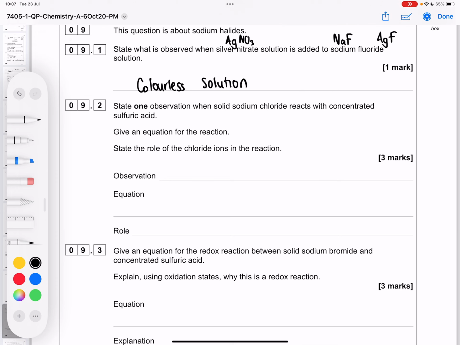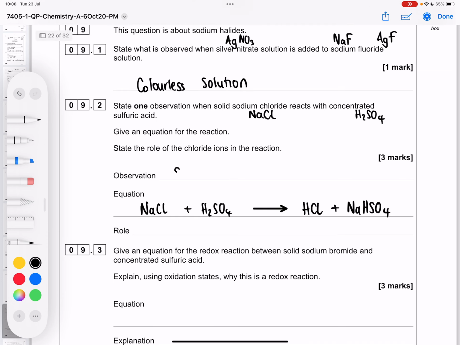State one observation when solid sodium chloride reacts with concentrated sulfuric acid. So sodium chloride is not a powerful enough reducing agent to reduce the sulfuric acid, so there is just an acid-base reaction between sodium chloride and sulfuric acid, where sulfuric acid donates a proton to the chloride ion. Chloride ion accepts that proton. We see steamy white fumes of HCl.